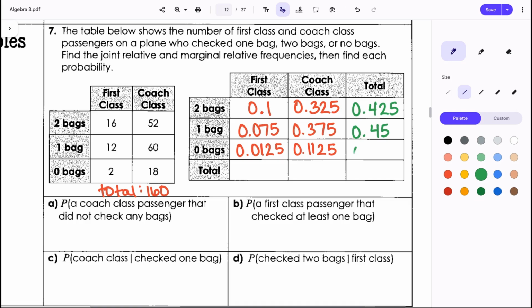And then you would add the next row, which comes out to be 0.45. Then the next one, 0.125. Then I'm going to go to my columns. So I'm going to add up the 3 numbers in my first class column and in my coach class column. Now, this last box, this last total, should match. If I add up those 3 numbers, the 0.425, 0.45, 0.125, those should get you a number. And if I add the numbers in my row on the very bottom, it should get you a number too, but it should be the same number.